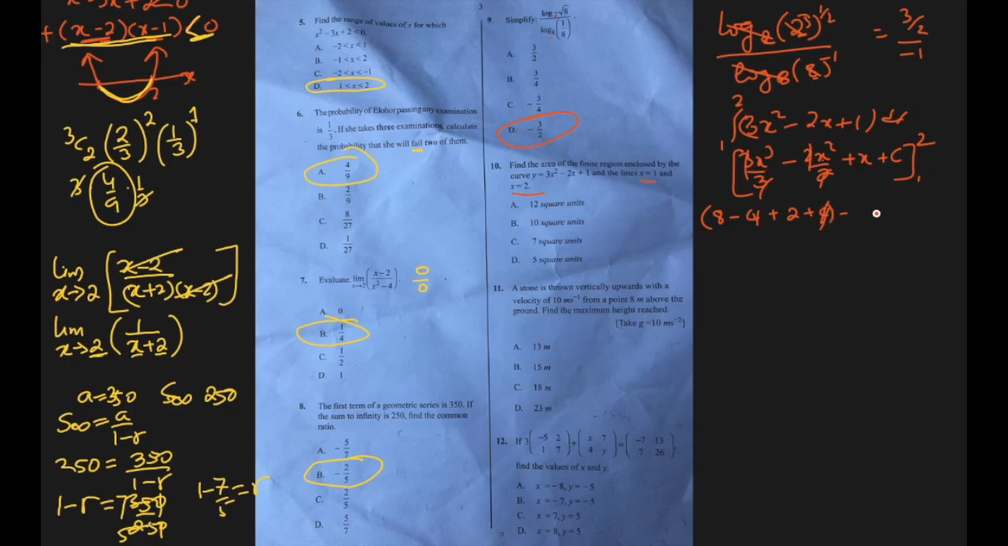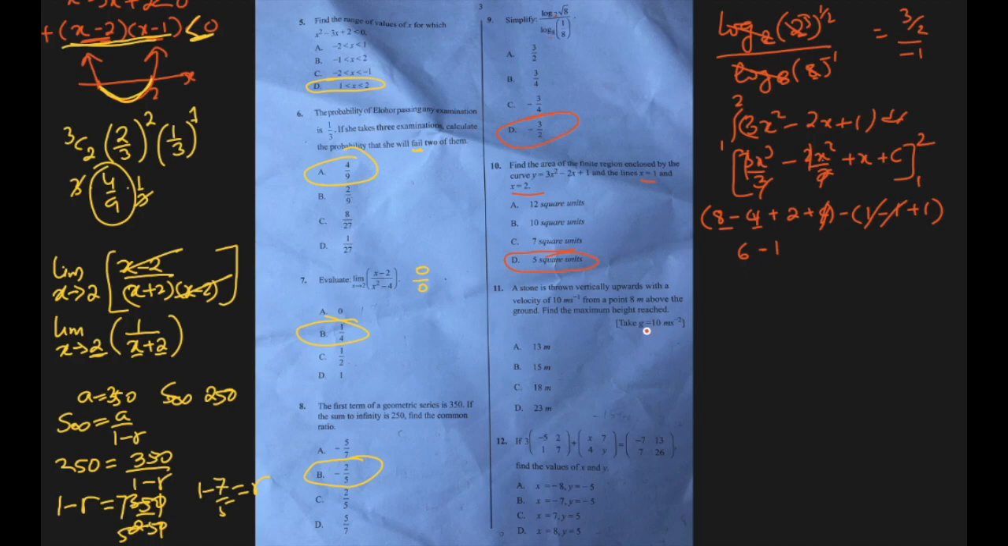Let's not write c, it gets cancelled out. It is an objective question, so we can straight away write it. 1 cube is 1, minus 1 square is 1, plus 1. They cancel here. 8 minus 4 is 4, plus 2 is 6, minus 1, 5 is the answer. 5 square units.